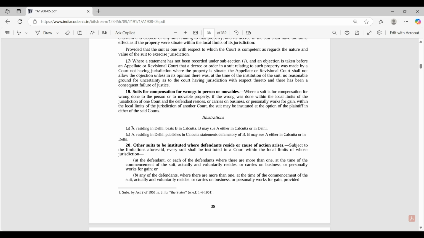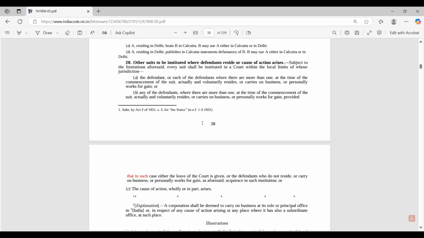A residing in Delhi beats B in Calcutta. B may sue A either in Calcutta or in Delhi. So B has the option of both places where he can sue A. But I would suggest that he should go to Calcutta, because after getting beaten by A, he'll have to go to the hospital as well. So it would be very comfortable for B to go to Calcutta for this particular case.